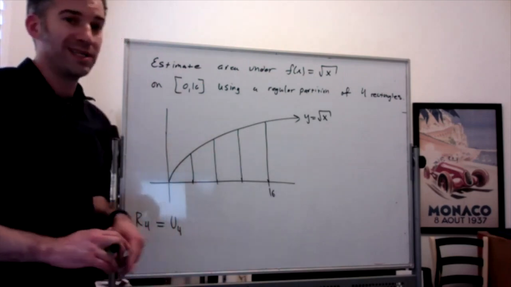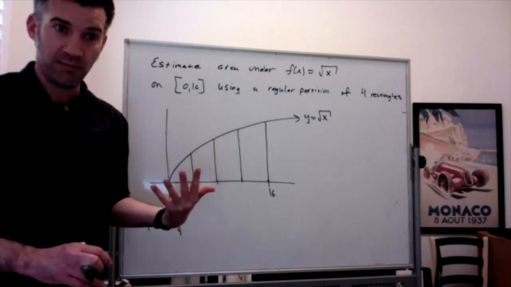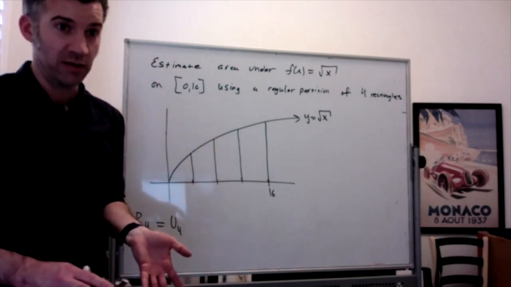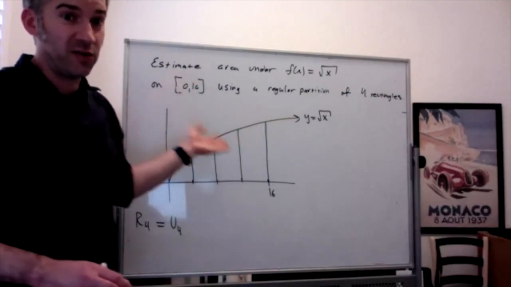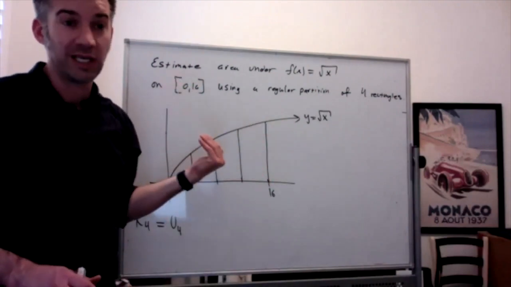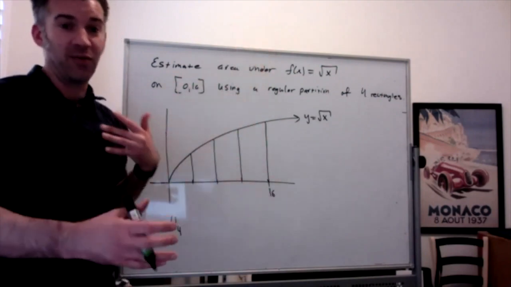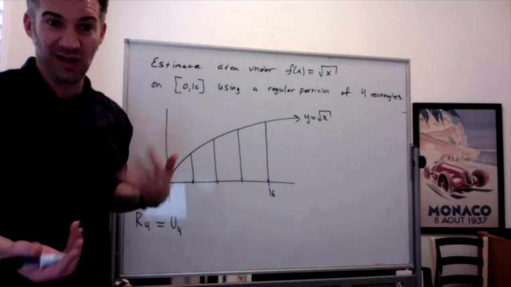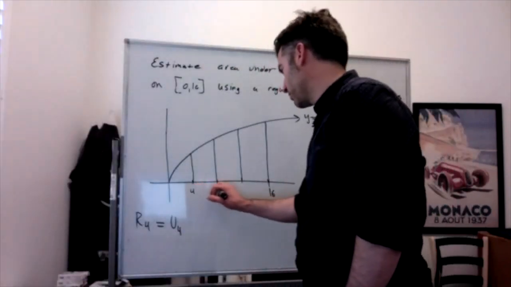I want to be very, very clear: these are not always the same, meaning right endpoints don't always give you the upper sum. They do give you the upper sum if your function is increasing. But if your function is decreasing, the left endpoints give you the upper sum. And if it changes, then you can't pick one endpoint consistently and get what you want. It's kind of annoying.